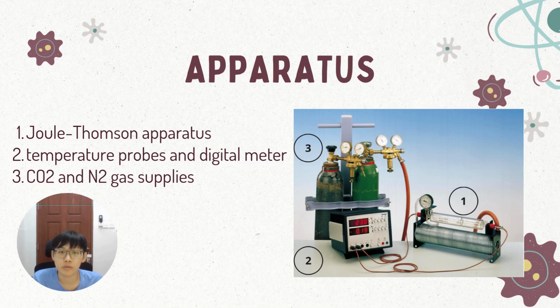The apparatus we use in this experiment are, the first one, the Joule-Thomson apparatus. The second is temperature probes and a digital meter. And the third one is carbon dioxide and nitrogen gas supply.